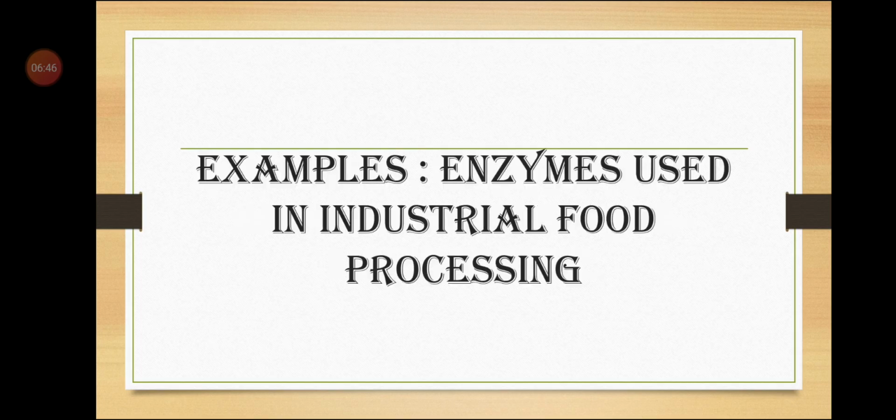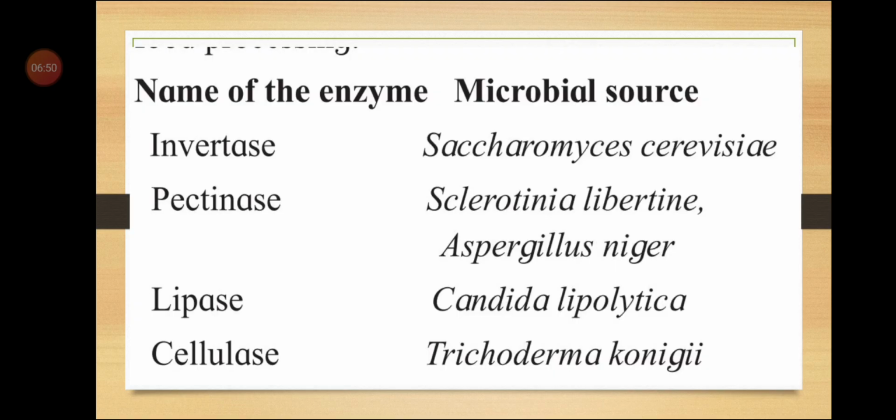Examples we will study now: enzymes that are used in industrial food processing. Now we will see the name of the enzyme and its microbial source. This table is very important. All the tables are very important, as I have told you earlier. You need to learn this tabular form by heart.